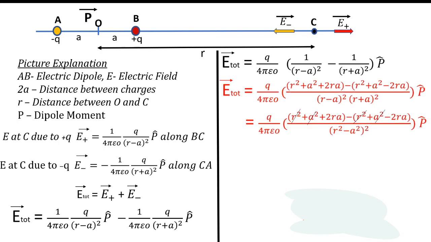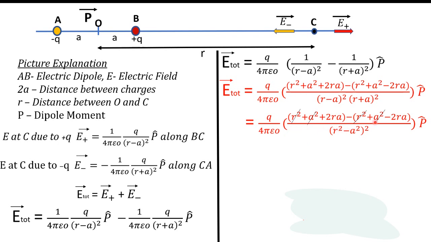We can take the LCM. For that we have (r minus a) the whole square into (r plus a) the whole square in the denominator, and in the numerator (r plus a) the whole square minus (r minus a) the whole square. We expand (r plus a) the whole square as r square plus a square plus 2ra, and we expand (r minus a) the whole square as r square plus a square minus 2ra. So we can cancel r square and minus r square, a square and minus a square.